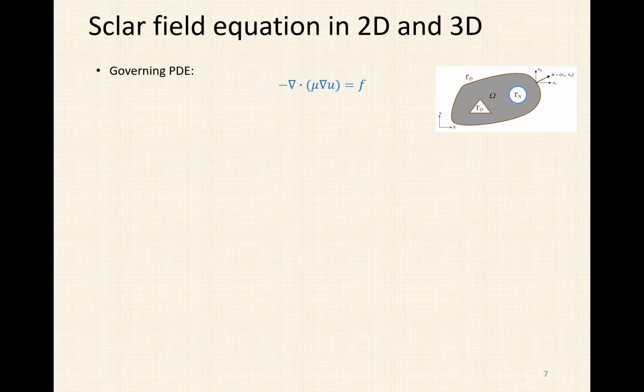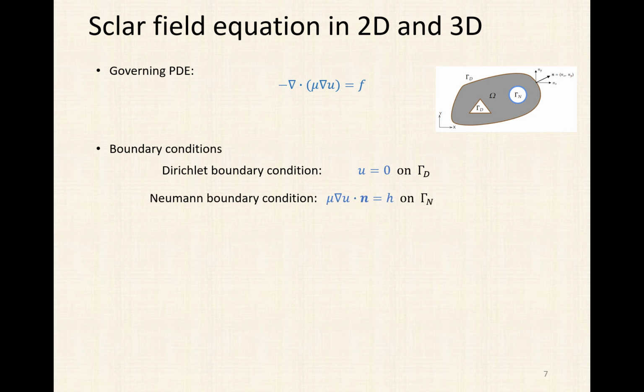Okay. For example, if you are in a 2D domain, we have boundary conditions. For simplicity, we assume a Dirichlet boundary condition on some part of the domain where the solution is 0, and on other parts of the domain we can assume that there is a specified value of mu del u dot n. This is the normal kind of flux. It is specified on the boundary gamma n.